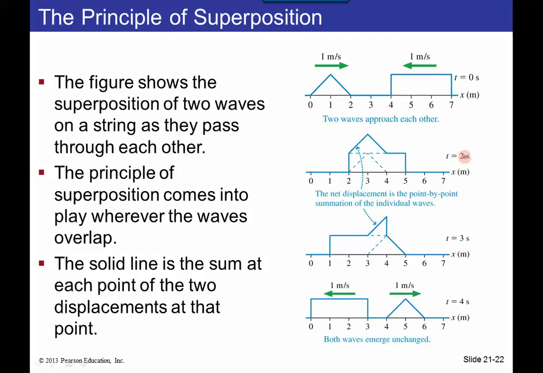After 2 seconds, this one is going to be here at 4, and this one is going to be here at 2. So what is the net displacement? Well, it's the addition of this plus this, right? And that gives you this wave here. After 3 seconds, this one is going to have moved a little bit more, and the other one would have moved to the left. So you would have this here, and the net displacement is this blue line here. And then after 4 seconds, they have gone past each other, so the net displacement is 0 right there.